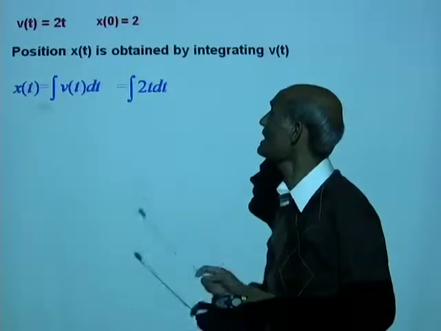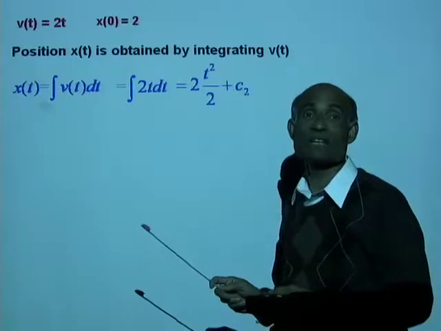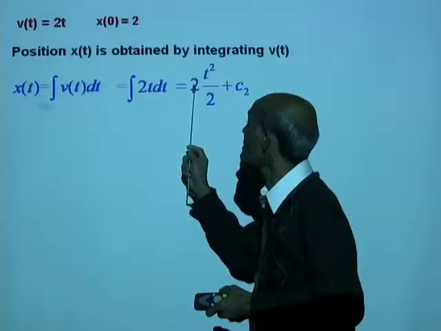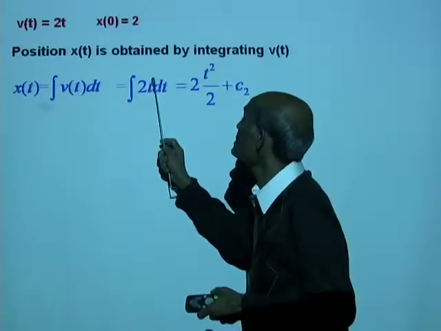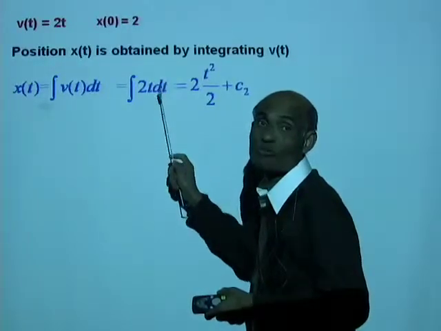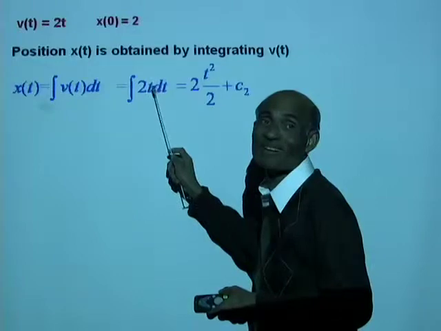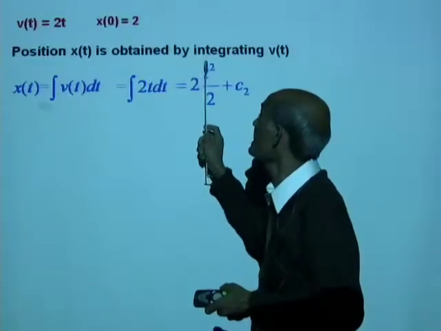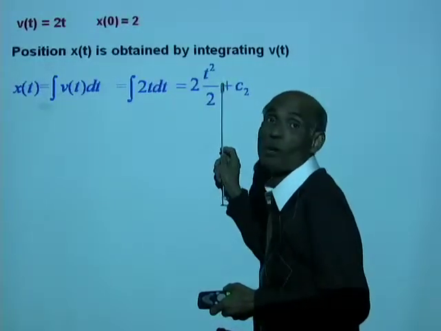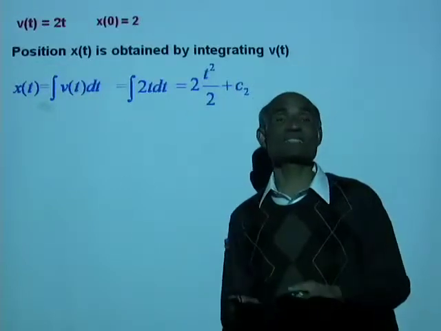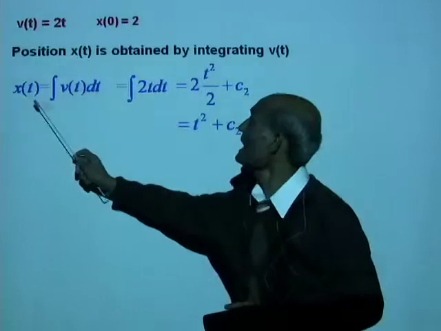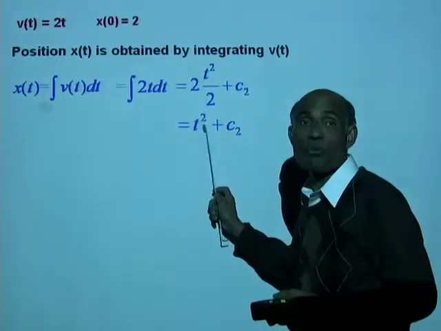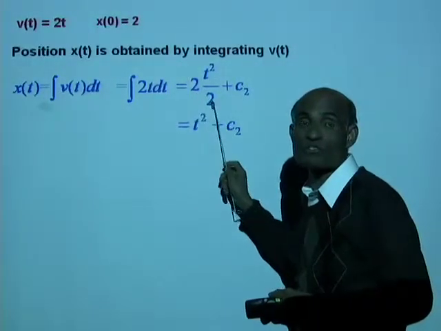Can you integrate that? Integral 2t dt? Well, 2 is a constant, that will remain. Integral t dt is t to the power of 1 plus 1 over 1 plus 1. So integral t dt is t squared over 2 plus a constant c2. So what's our position function again? x of t is t squared plus c2 because these 2's will cancel.